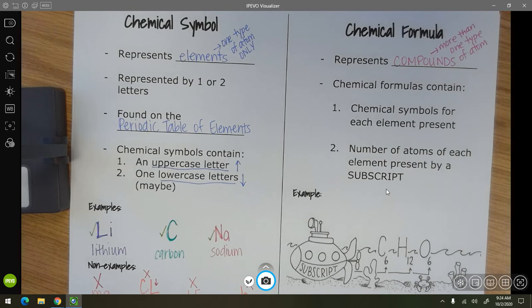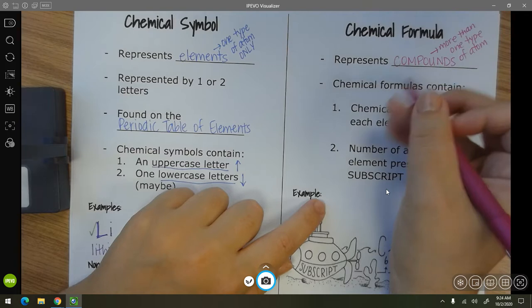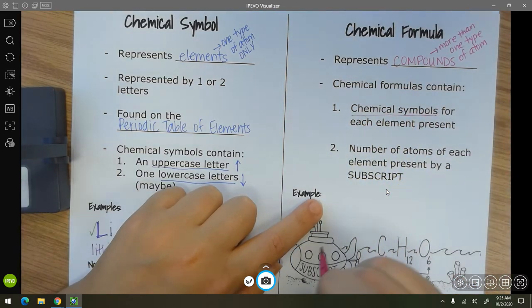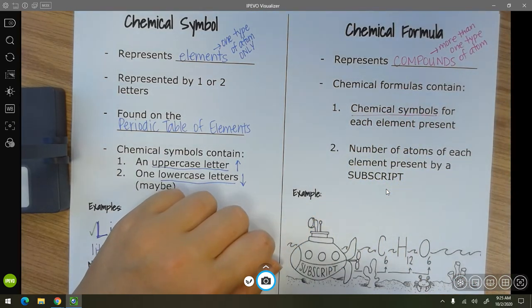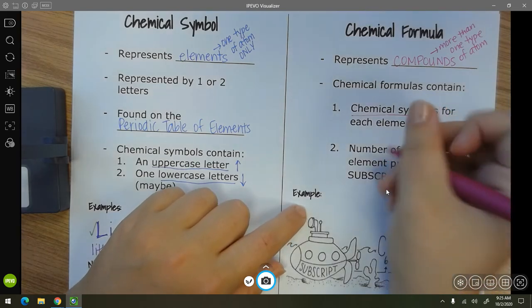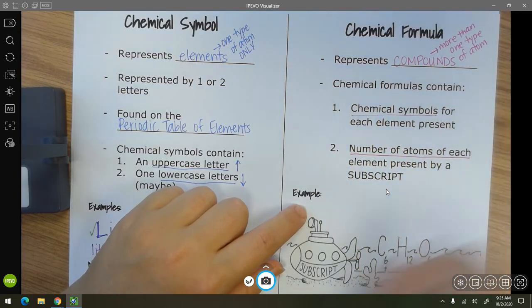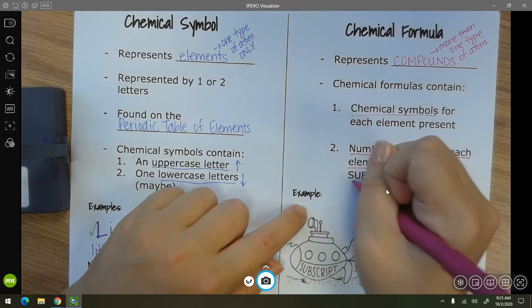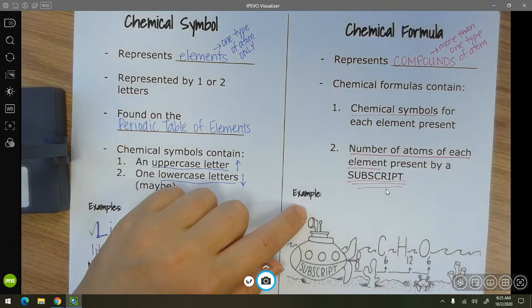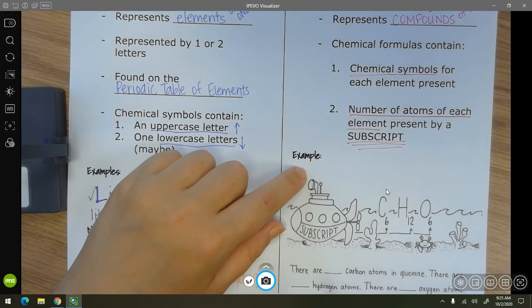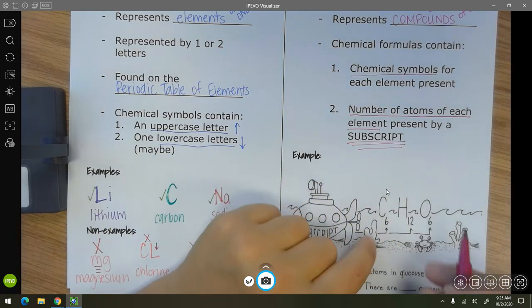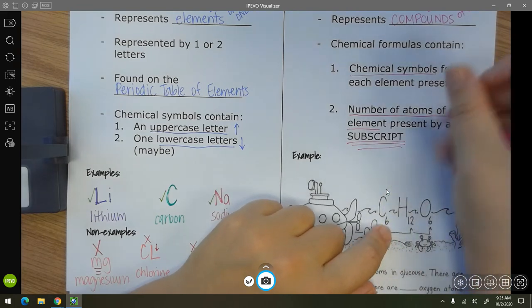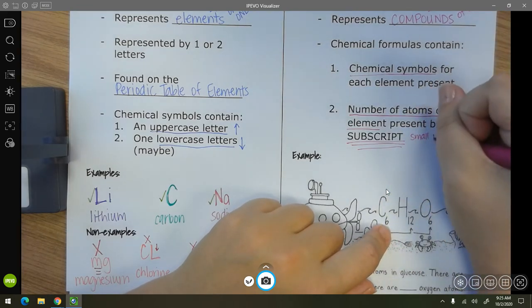So, scientists figured out a way to create a representation or to shorten how much you have to say. Okay? And a chemical formula has to contain the chemical symbols of each of the elements present, okay? And it has to show how many atoms of each element are represented, and that's by a subscript.